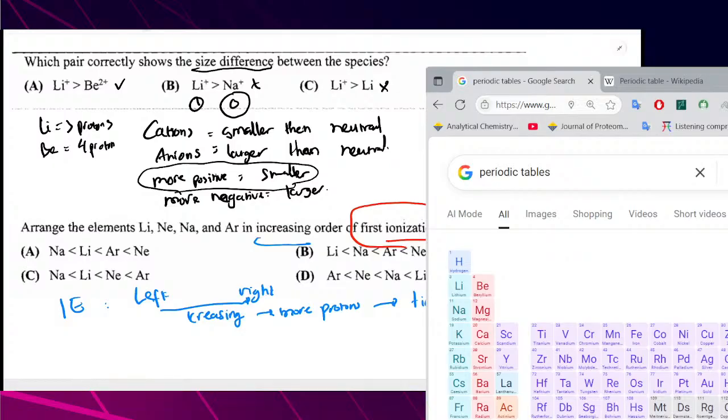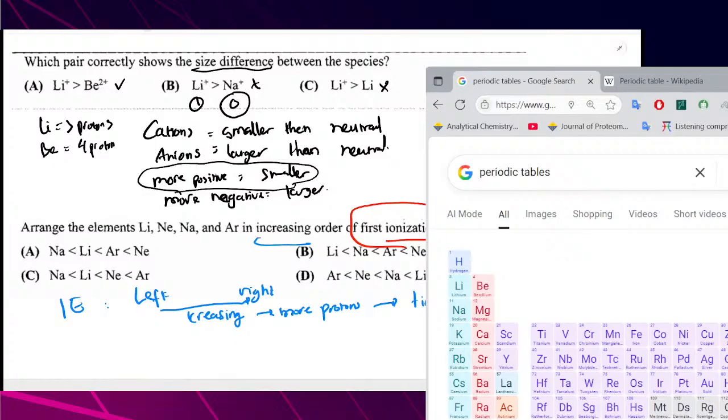So to remove one electron, it needs much more energy. You know what I mean? Because it has a tighter force or tighter hold, just taking out one electron takes much more energy.